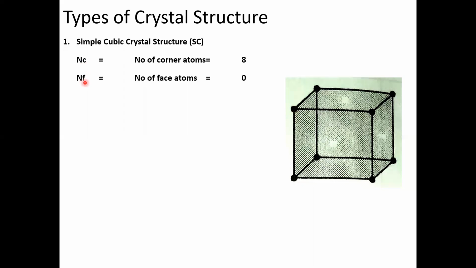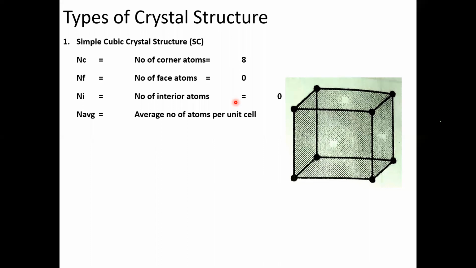Then NF stands for number of face-centered atoms. How many face-centered atoms are there? 0. No face-centered atom is there. Then Ni stands for number of interior atoms in the crystal structure. How many interior atoms? Again, 0. With the help of this data, we can find one important lattice parameter, that is the average number of atoms per unit cell.